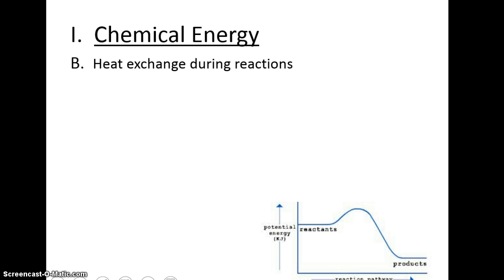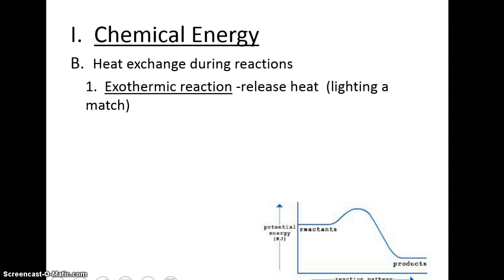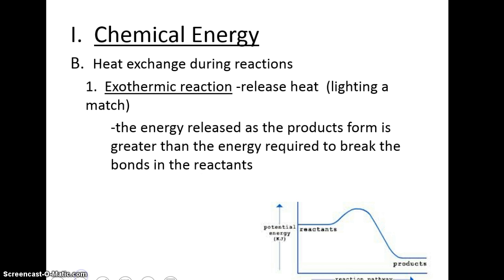Heat exchange during reactions. An exothermic reaction releases heat, so it gives off heat. An example would be lighting a match. When you light a match, around it gets warmer because you are releasing heat. The energy released as the products form is greater than the energy required to break the bonds in the reactants. So you're releasing more energy when products form than is needed to break the bonds of the reactants.